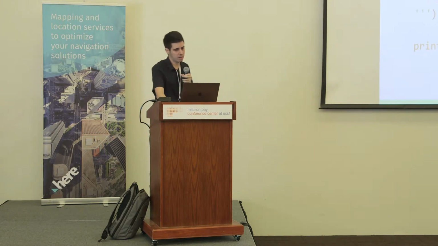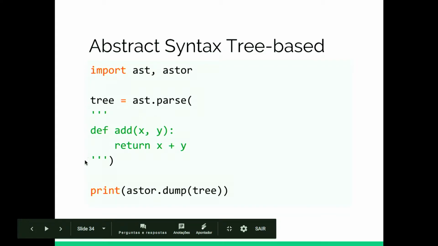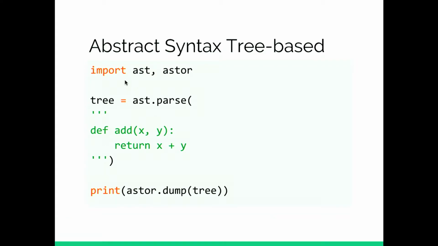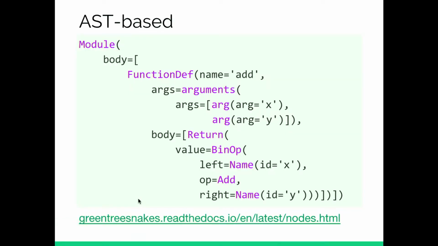We have also the abstract syntax tree-based static analysis. Here I have an example of what an abstract syntax tree is. If I import ast and astor, a third-party library to dump ASTs better than the default ast module, I parse it and then dump it, and I'll see something like this, which is a tree structure for code. Abstract syntax trees come from parse trees, and they're part of the interpretation or compilation of computer programs, but you can also use them for static analysis.